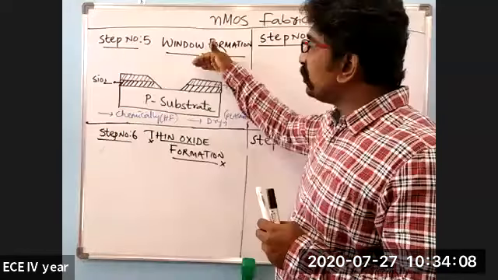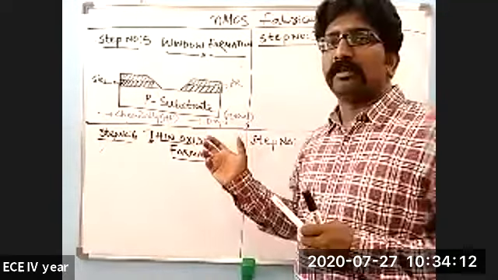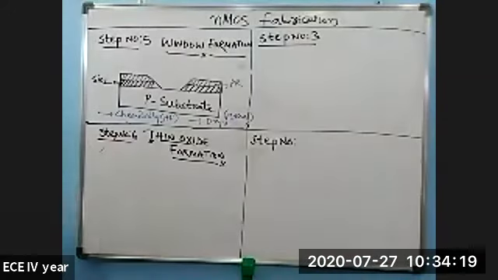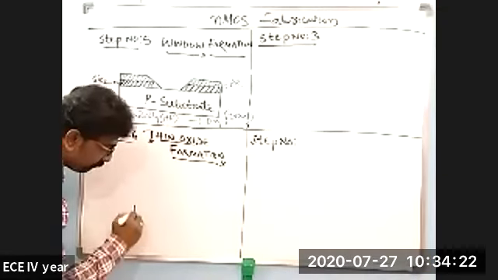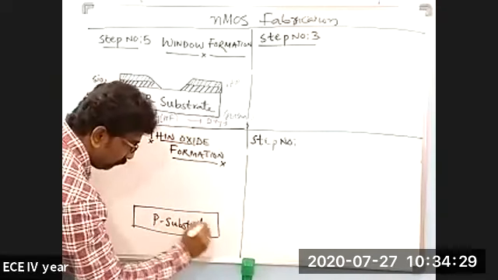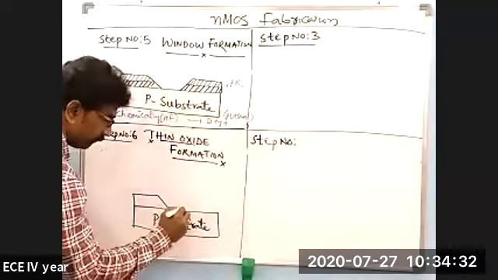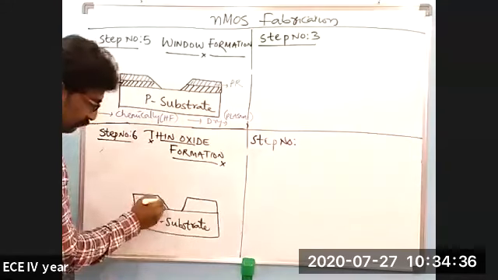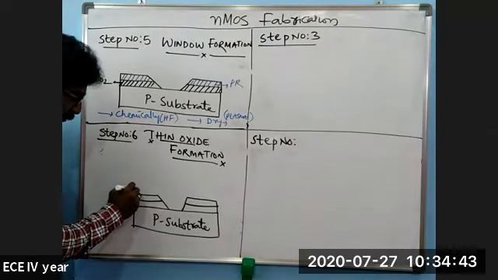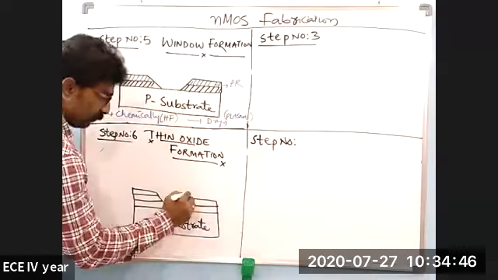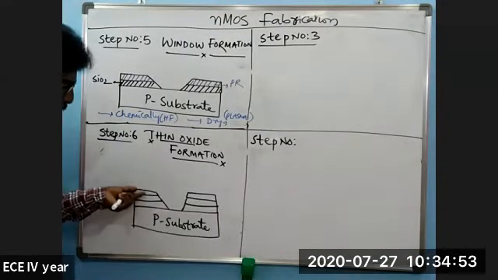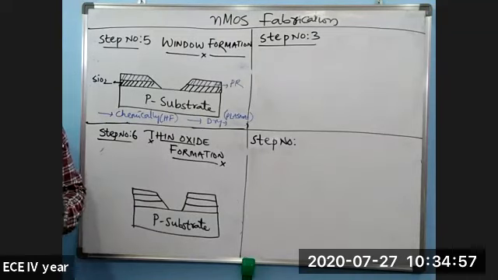Once the window formation has been done, the next one will be the 0.1 dimensional part of the oxide layer. So I'm drawing the diagram now. Completely, this one will be a combination of this SiO2 and the top one will be thin oxide. The top one is nothing else but thin oxide.